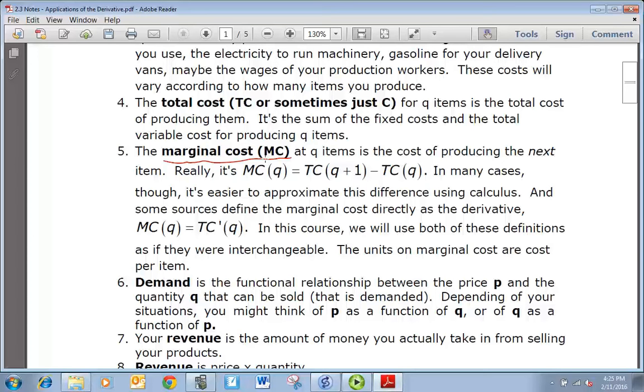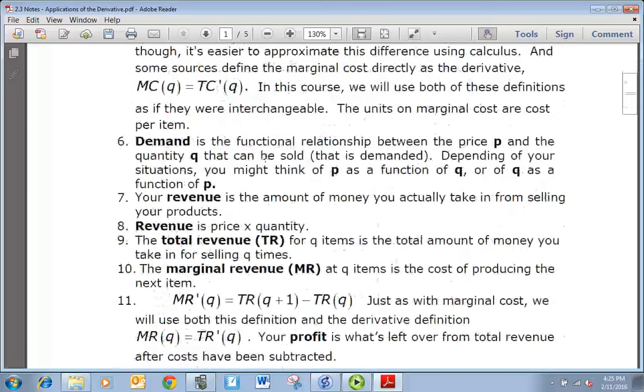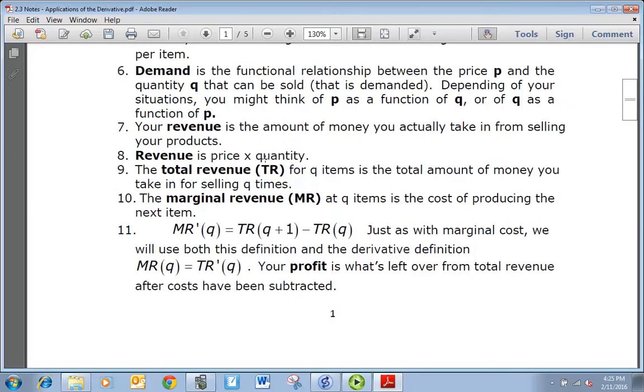Companies sometimes want to know, okay, we know the cost of however many we're making now, but what if we wanted to do just one more item? How much would that cost? And then we have demand, revenue, total revenue, and then marginal revenue is similar to marginal cost in that it's going to be the revenue gain from producing one more item.